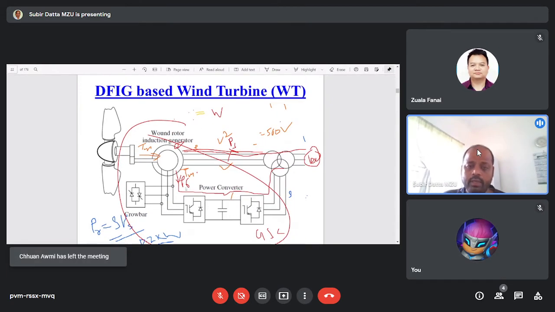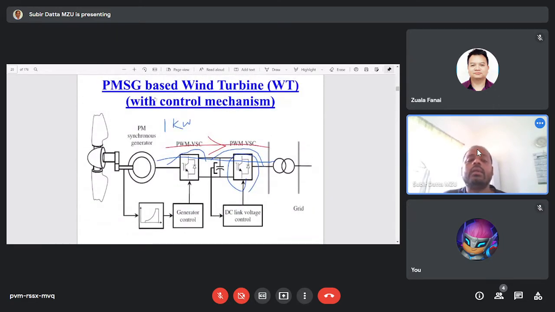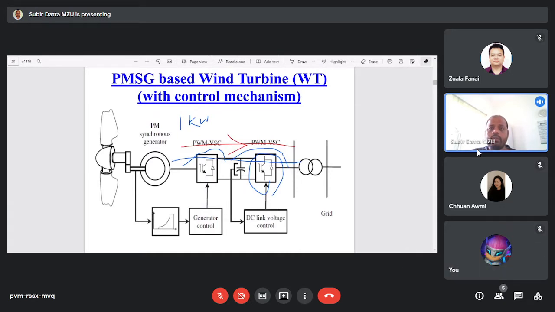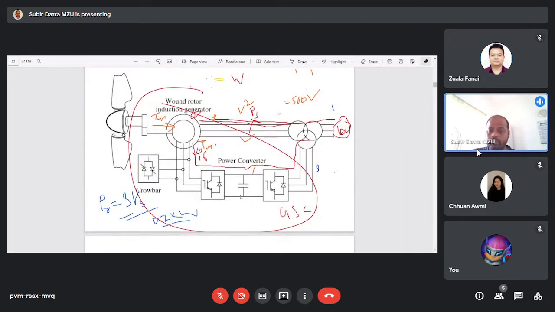If I compare this DFIG based wind turbine system with the permanent magnet synchronous generator based wind turbine system, you just see here the power electronics devices are connected with the stator windings. That's why the rating of the power electronics converters is more as compared to the DFIG. Here, the rating of the power electronics converter is less because the converters are connected with the rotor circuit.